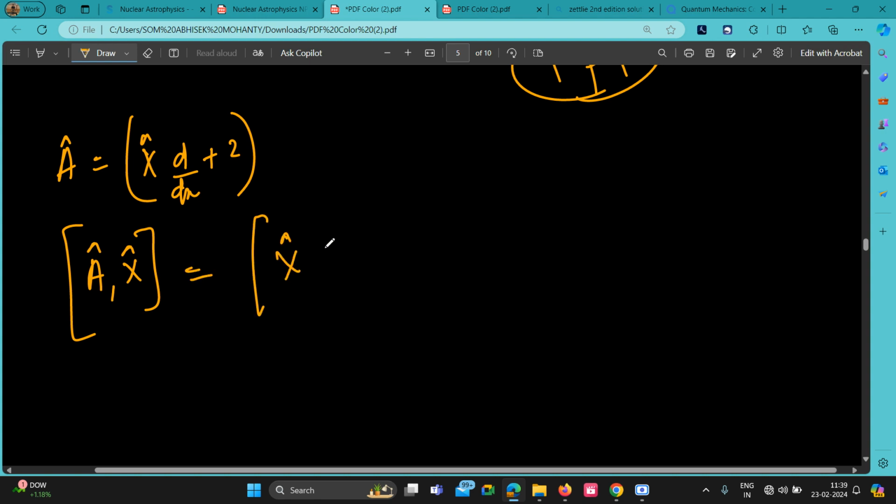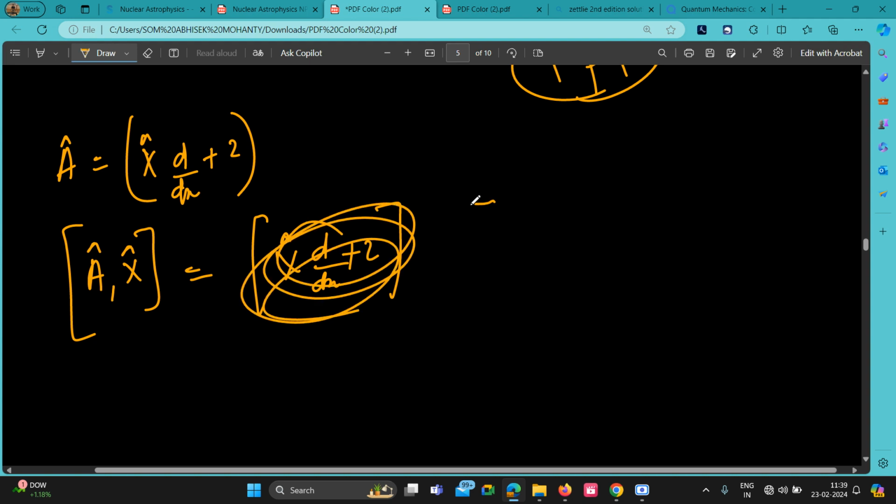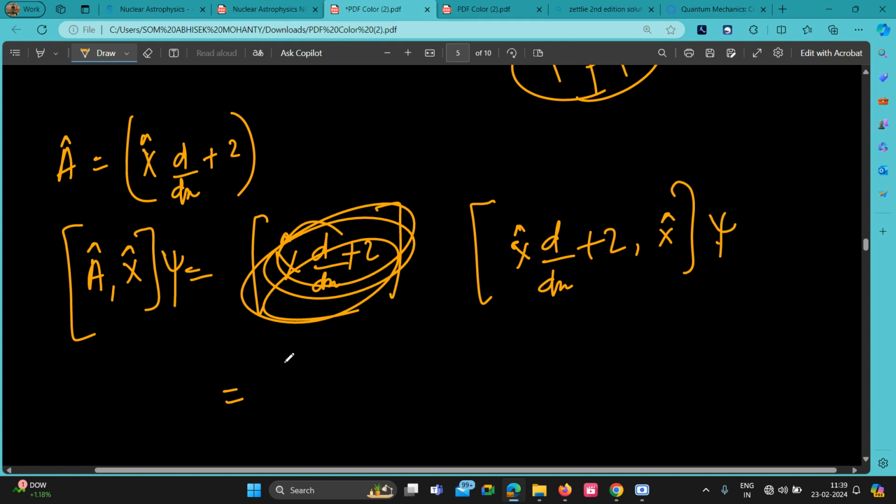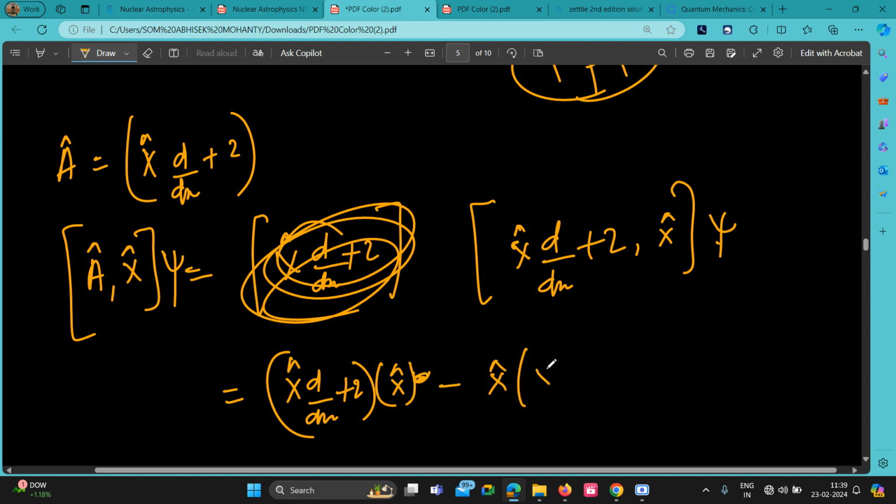So x d/dx plus 2, sorry, x d/dx plus 2 comma x. Okay, so let's find out. We have to give a wave function psi, otherwise it's not possible. So that means x d/dx plus 2 on x psi. First of all, write down x d/dx plus 2 and the whole psi.